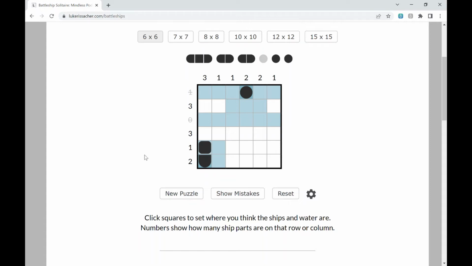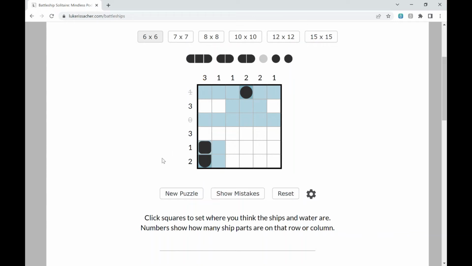Right, so as I said, we can't yet say for certain whether this is going to be a 2 or a 3. We can't, because if that was a battleship, then we have too many in the row. So let's blank them out.